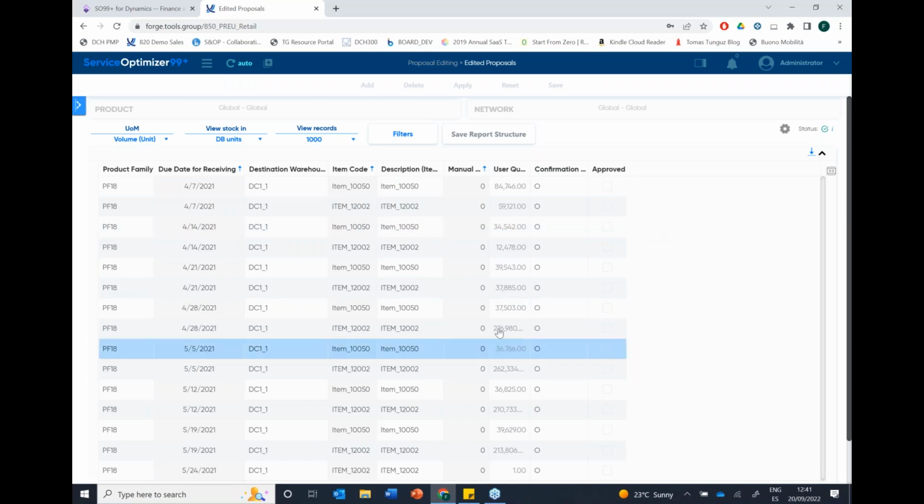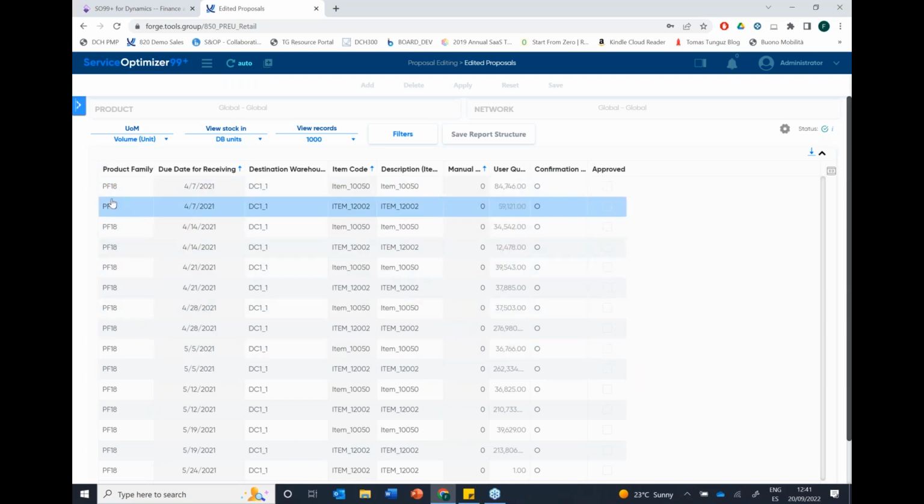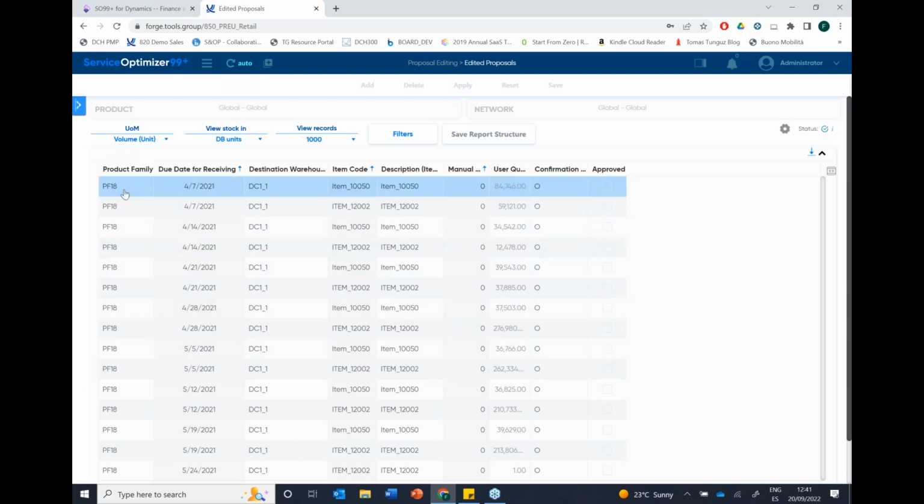This report has been designed to display to me only proposals for product family PF18. This is the way that this fictitious company is organized. Supply planners look at the product by product families, but it could be set up as different planners look at different suppliers.